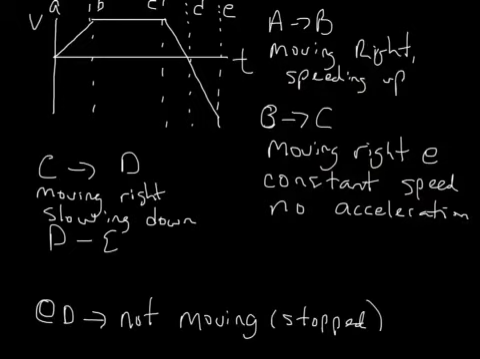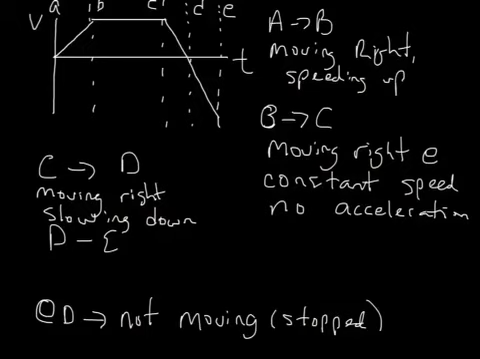All right, next we're going to look at C to D. Our velocity is still positive, above the axis, so we're still moving to the right, but that velocity is decreasing, so we're slowing down. Still moving to the right, but we're slowing down from C to D. All right, the next moment is when we're at D. So when we're right here at D, we would not be moving, we'd be stopped. So right at D, we're momentarily stopped.